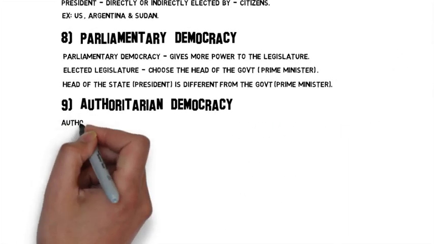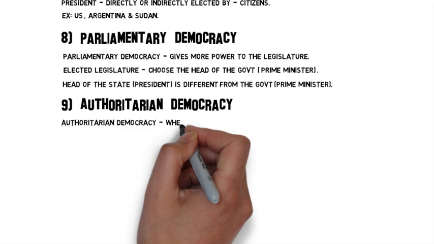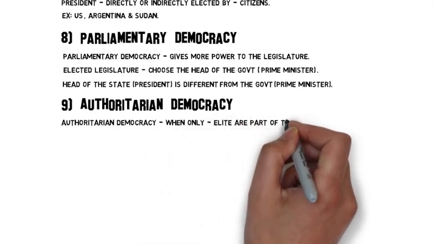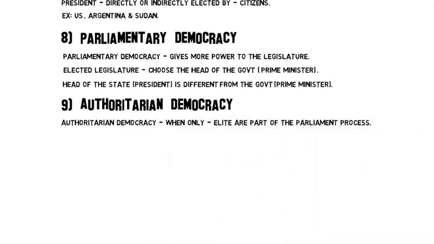Moving on to point number 9, we have authoritarian democracy. Well, authoritarian form of a democracy is when only the elites are a part of a parliamentary process. It's very simple that whenever we talk about authoritarian form of a democracy, it is basically the rule of elites. That means other people do not have a right to be a part of a parliamentary process. Only elites are given the right to contest the election, and they only become the member of parliament.